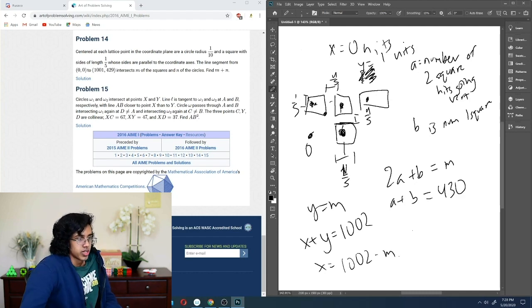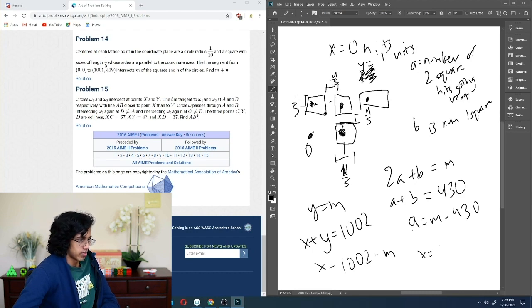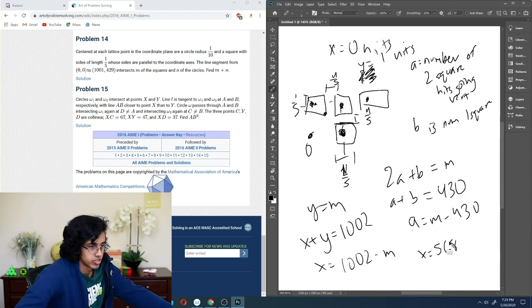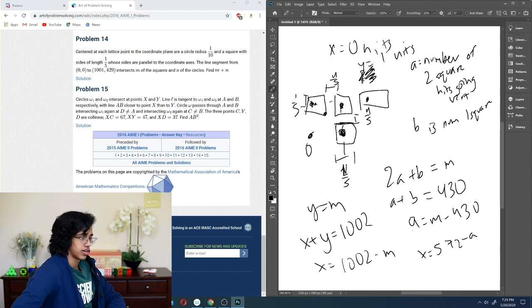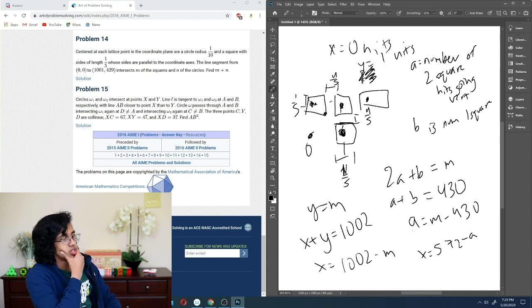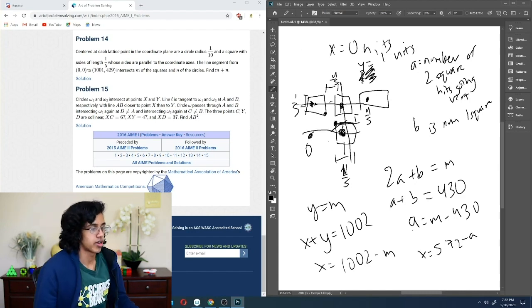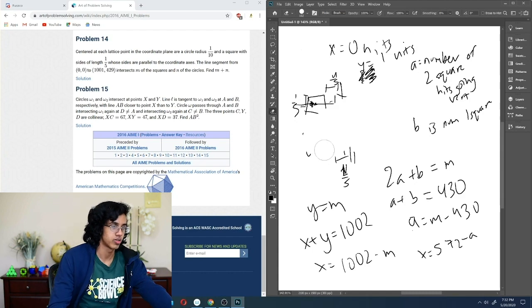Well, what does that say? Then we basically get that a is equal to m minus 430. Then if we combine the two, x is equal to 572 minus a. Does that help at all? I feel like this is the way to do it. It should be. I need a better diagram. Let's see. Maybe if we can draw this better, it would make more sense.